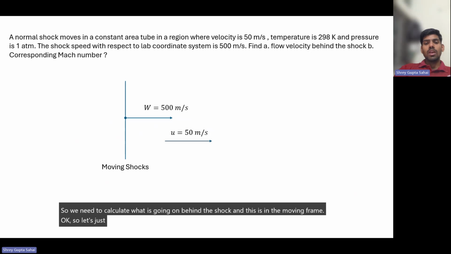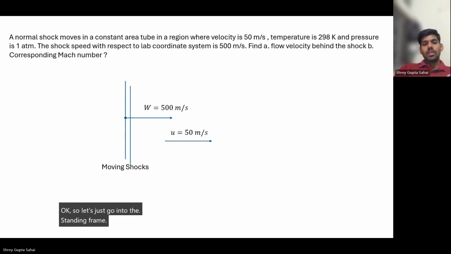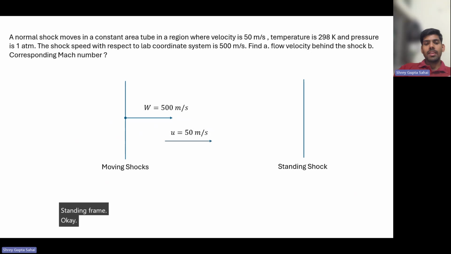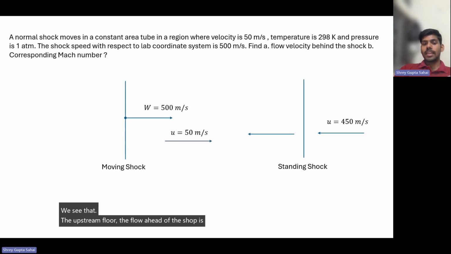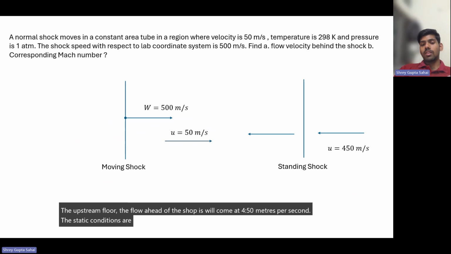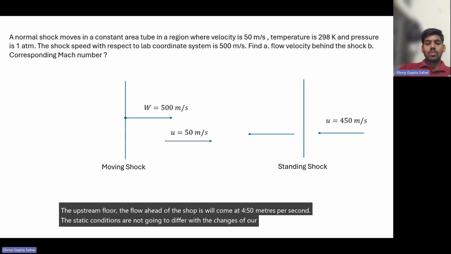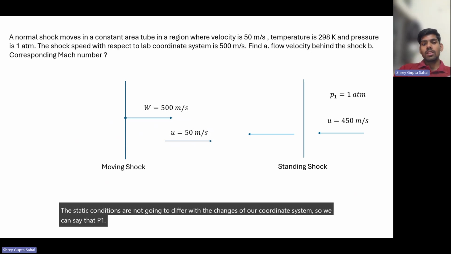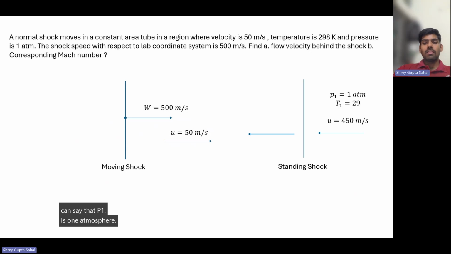Okay, so let's just go into the standing frame. In that frame, we see that the upstream flow, or the flow ahead of the shock, will come at 450 meters per second. The static conditions are not going to differ with the changes of our coordinate system. So we can say that P1 is 1 atmosphere, T1 is 298 kelvins. That does not change, and U1 is 450 meters per second.